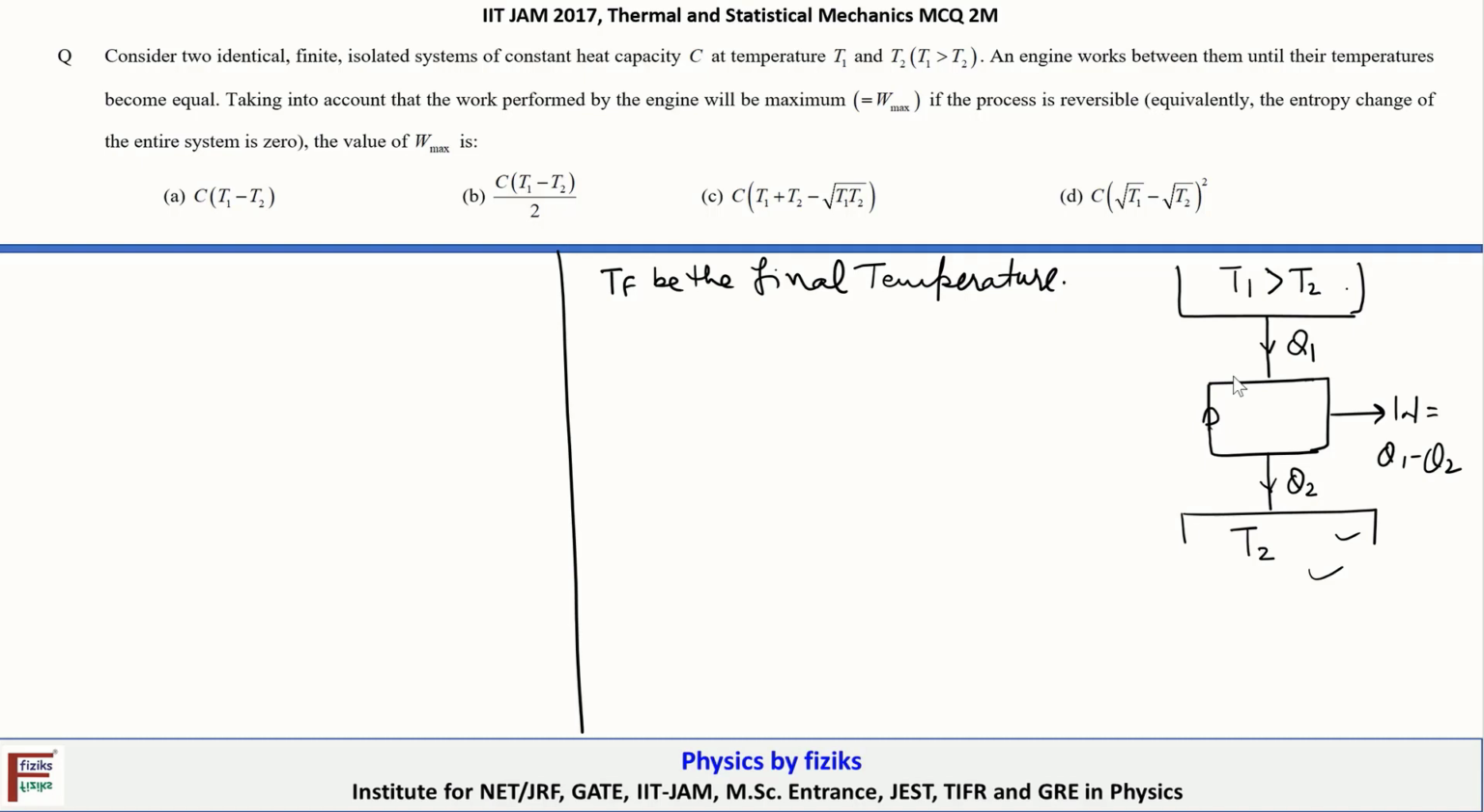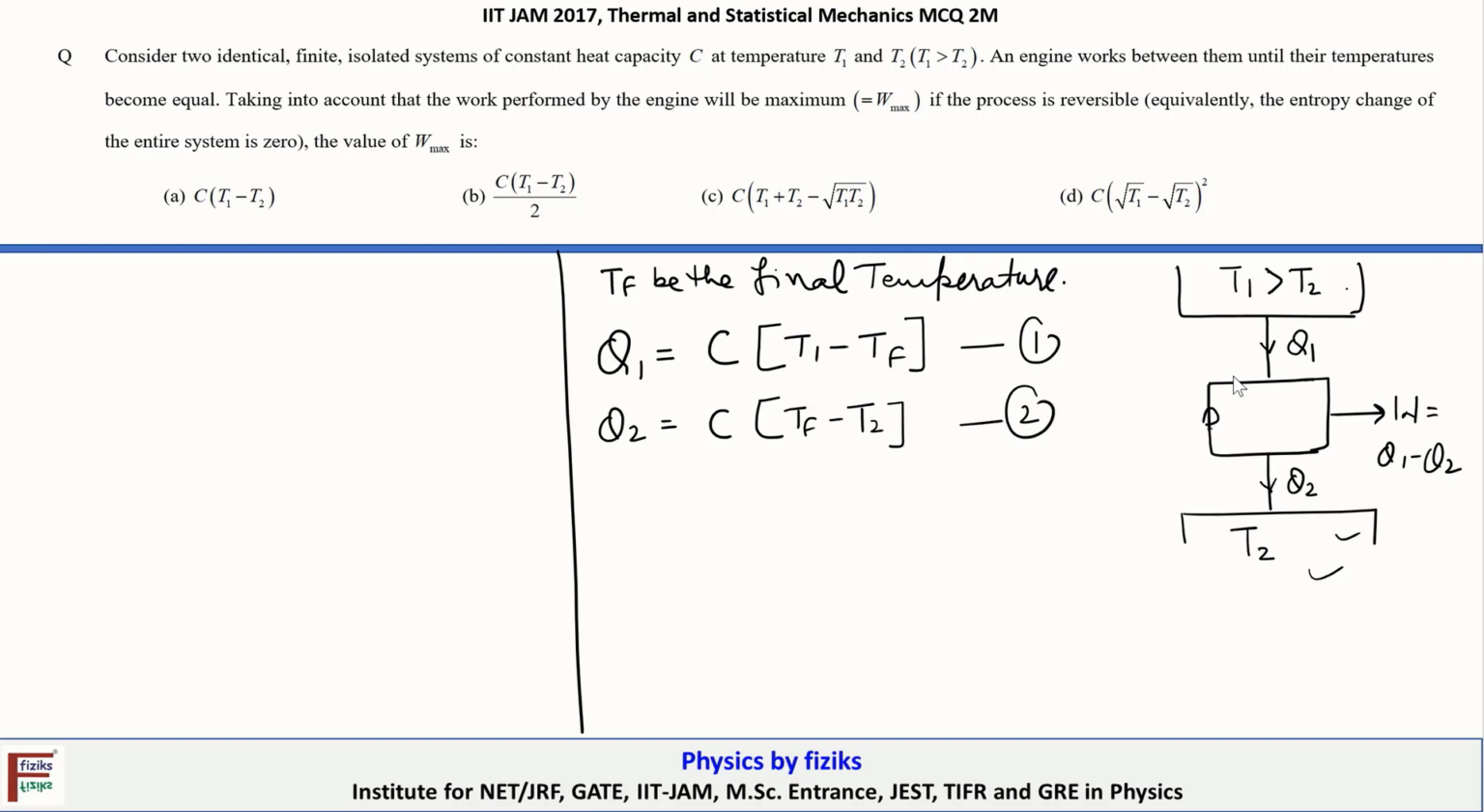Let's say Q1 is the total amount of heat extracted by the working substance. Q1 will be C, because the heat capacity C is given to us, times T1 minus TF, where TF is the final temperature common to both reservoirs. Let's say this is equation number 1. Similarly Q2, the heat gained by the lower reservoir, is equal to C times TF minus T2.